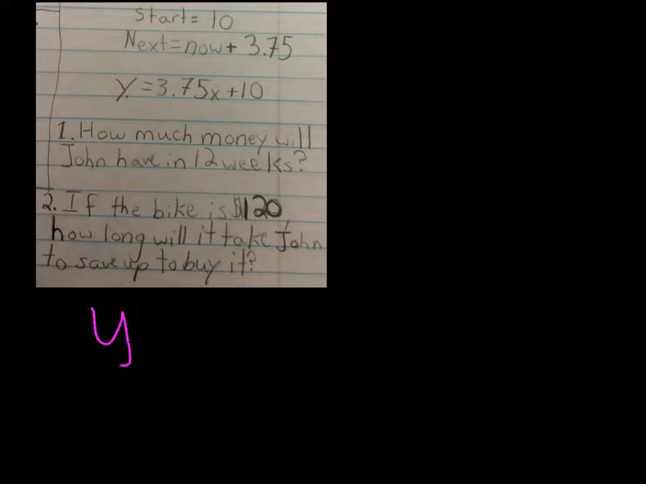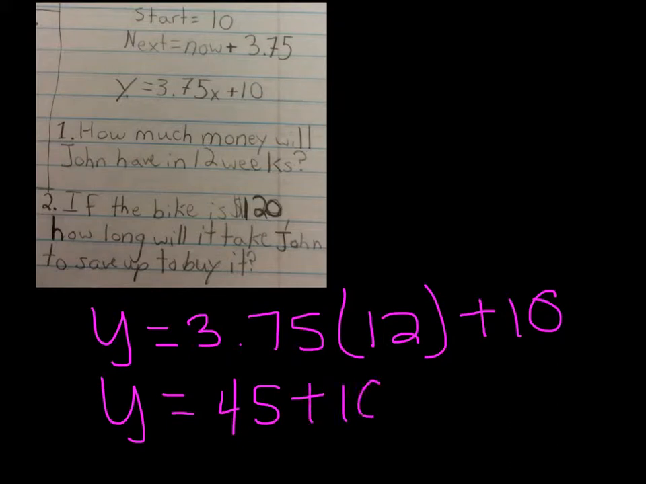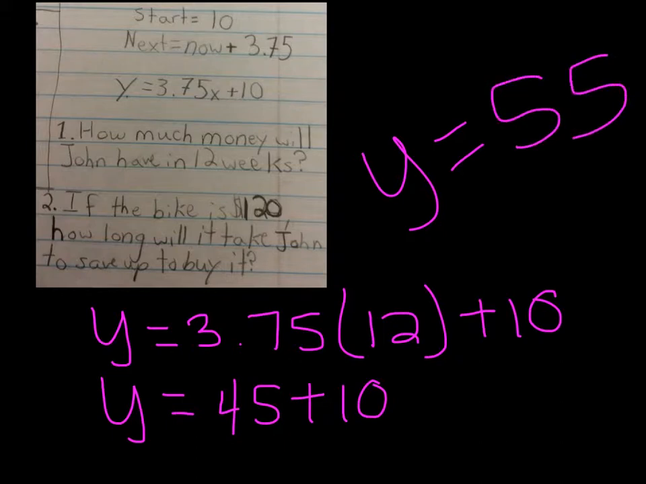So for number 1, we're going to do y equals 3.75 times 12 plus 10. 12 is the number of weeks. y equals 45, which is 3.75 times 12 plus 10. We're going to add those together to get y equals 55. He will have $55 in 12 weeks.